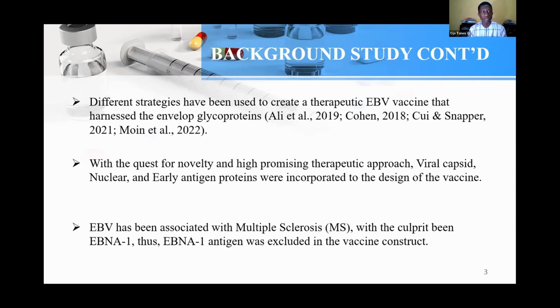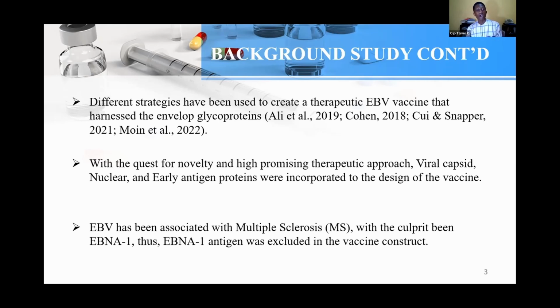But in 2022, there was a request for a more therapeutic vaccine due to some recent research about Epstein Barr virus. So what we did here is to create a more novel and highly promising therapeutic approach to design a viral vaccine that harnesses the nuclear proteins, the early antigen proteins, and the viral capsid protein.